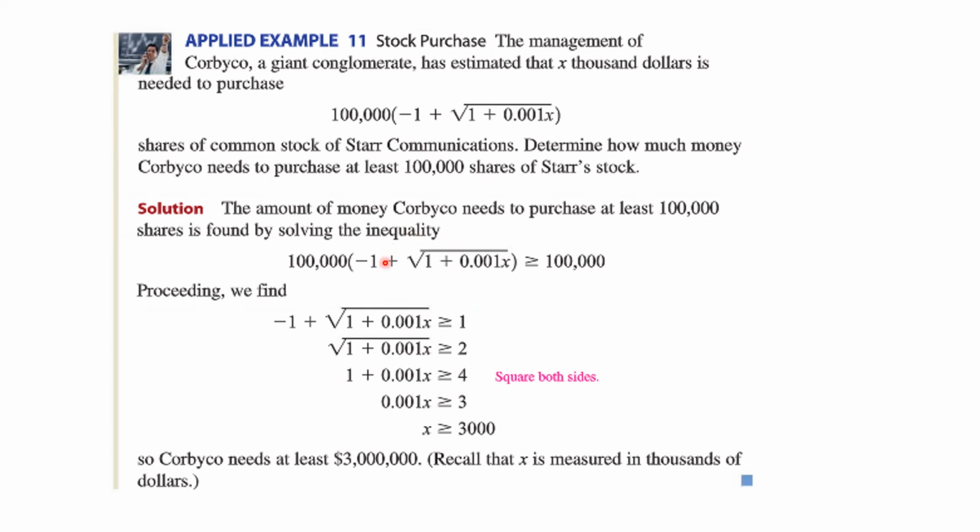Well, you need to have this be bigger than or equal to 100,000. So what we do is divide both sides by 100,000, getting this. Then we add 1 to both sides and we get this. Then we square both sides, getting this, and then we solve for this. So x is bigger than or equal to 3,000. But we have to remember that x is measured in thousands of dollars. So this is $3 million.